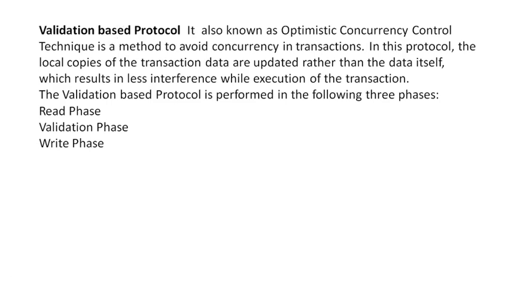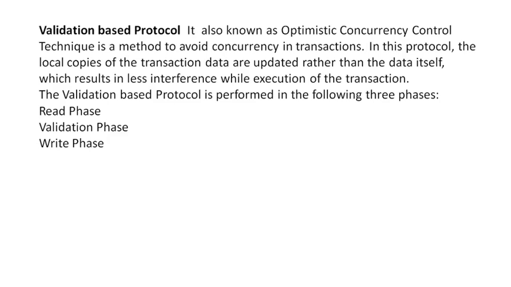With this also we can avoid concurrency problems, and it is known as the optimistic concurrency control technique, which will avoid conflicts in transactions. The speciality in this protocol is that the local copies of the transaction data are updated rather than the data itself. So it results in less interference during the execution of the transaction. It will be performed in these phases: read phase, validation phase, and write phase.